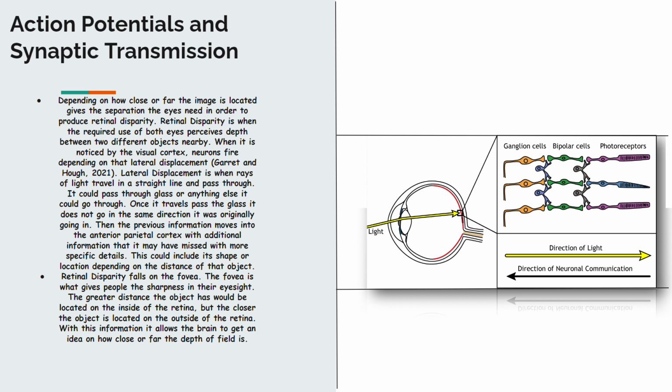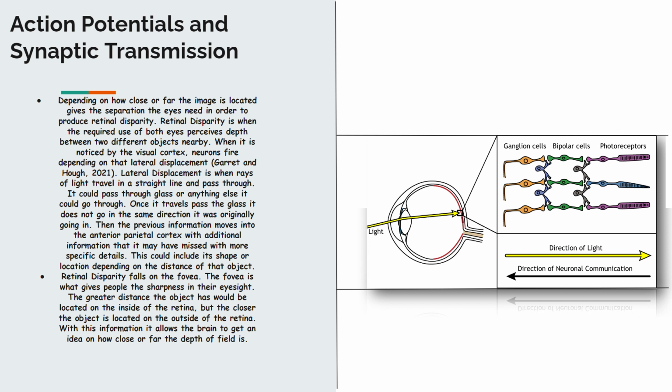Then the previous information moves into the anterior parietal cortex with additional information that it may have missed, with more specific details. This could include its shape or location depending on the distance of that object. Retinal disparity falls on the fovea. The fovea is what gives people the sharpness in their eyesight.